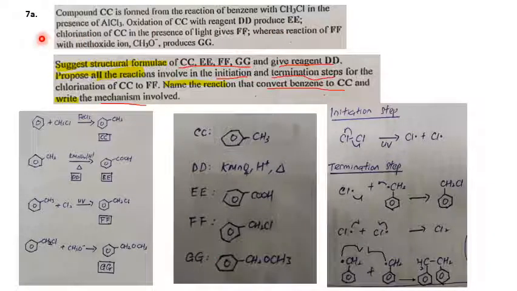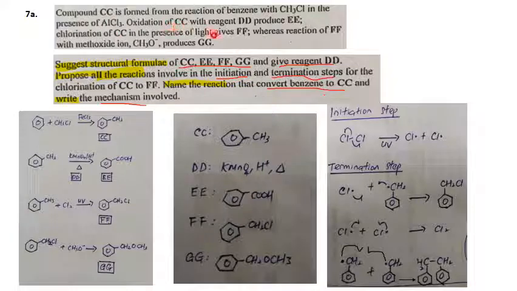Okay, let's discuss question 7a. Compound CC is formed from the reaction of benzene with methyl chloride. So this will form methyl benzene. This is a Friedel-Crafts alkylation.